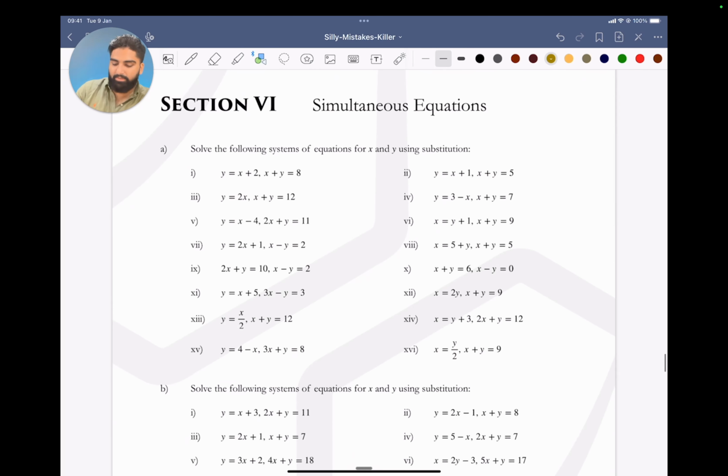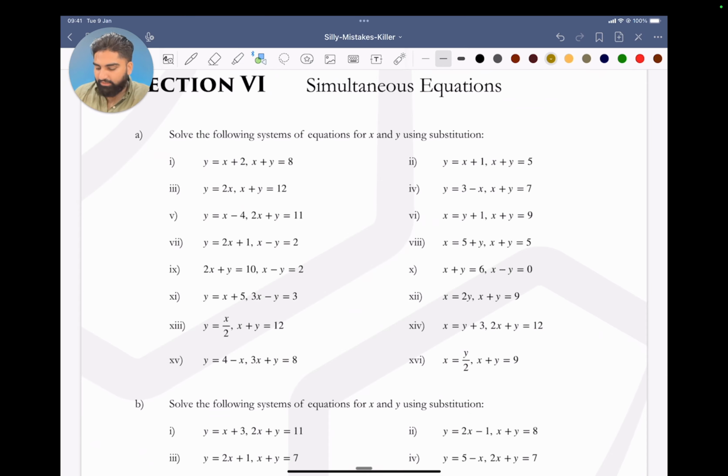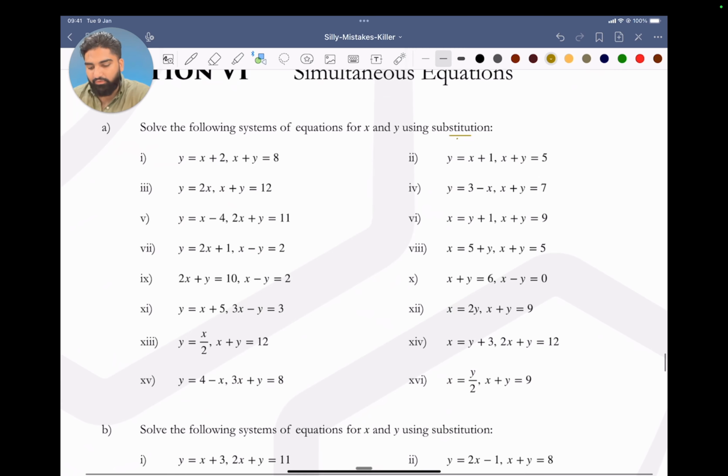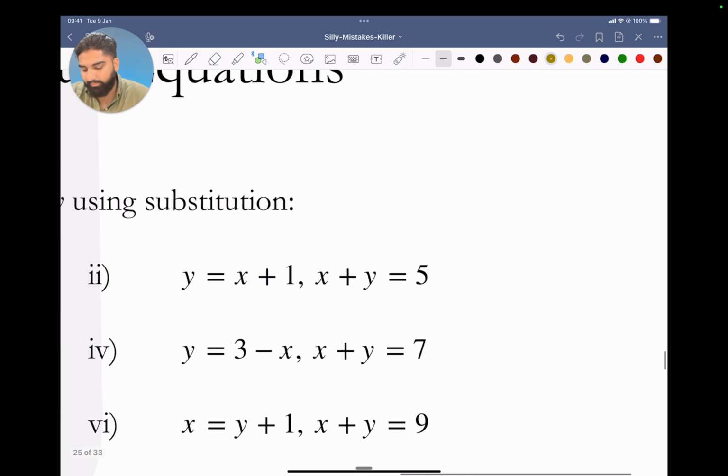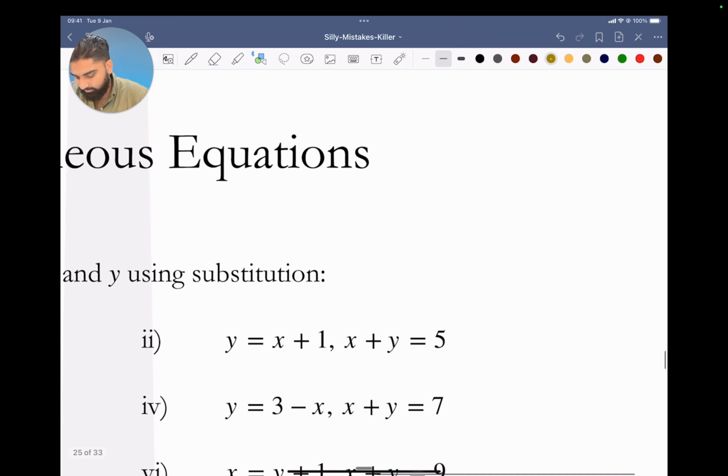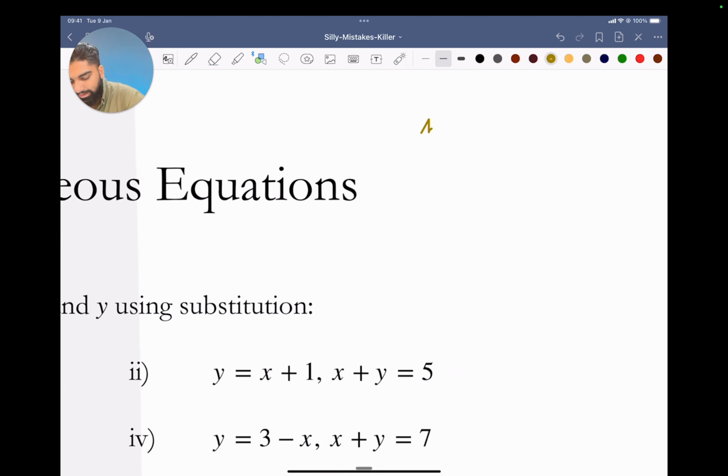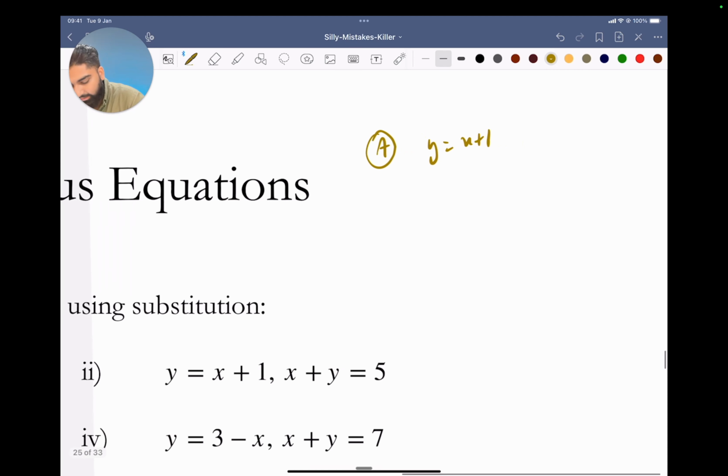Simultaneous equations, one of my favorite topics. If you're asked to do simultaneous, now it says using substitution, that means you have to make one of them the subject. Let's try one. I'll do part double I with perfection. What I'm going to do is let the first one be equation A. So the first one, y is equal to x plus 1. And I'm going to let the next one be x plus y is equal to 5.